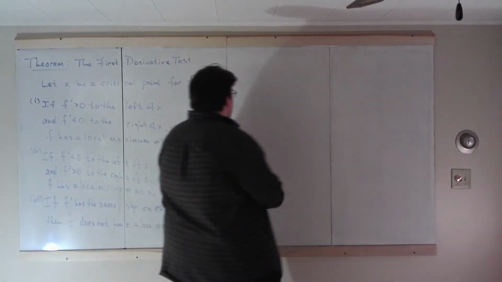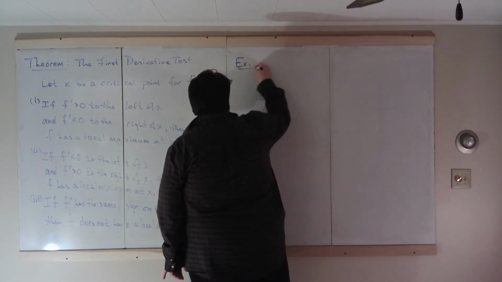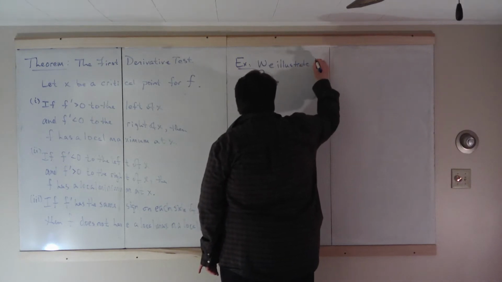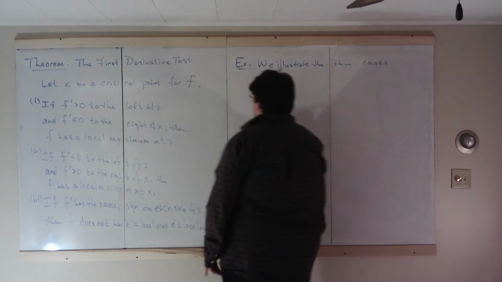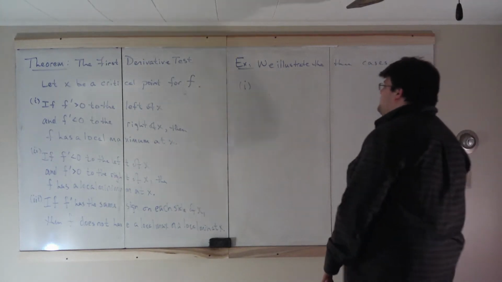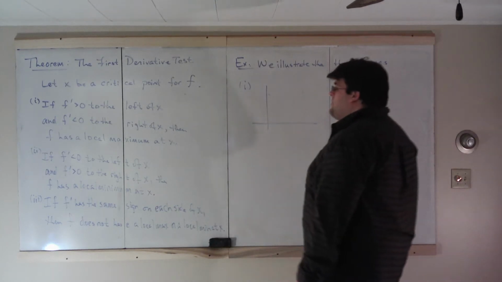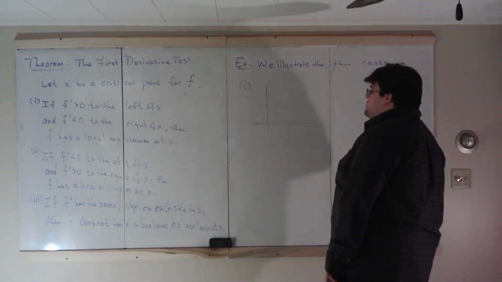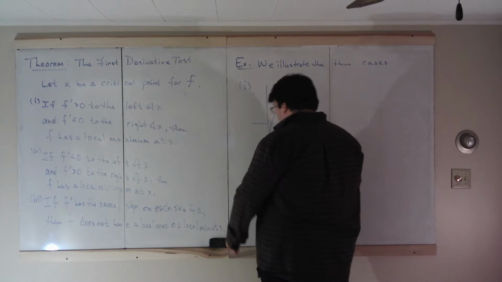Now let's just look at a couple graphs illustrating each of these 3 cases. So, example, we illustrate the 3 cases in the previous theorem. 1, well, we have local maximum. We have f prime is positive to the left, f prime is negative to the right. What would that look like? Well, remember, with our third corollary of the mean value theorem, if f prime is positive, then the function is increasing. So it's increasing until it gets to x, and then it starts decreasing.